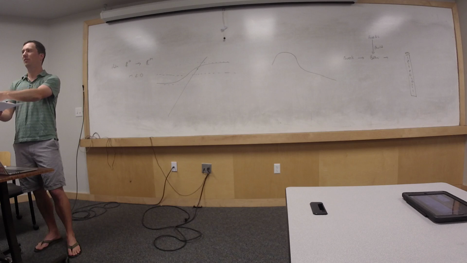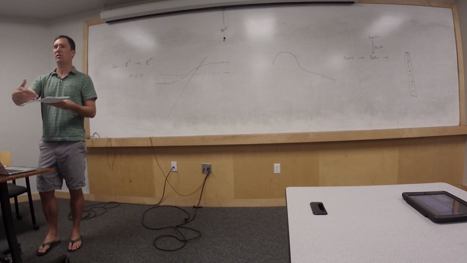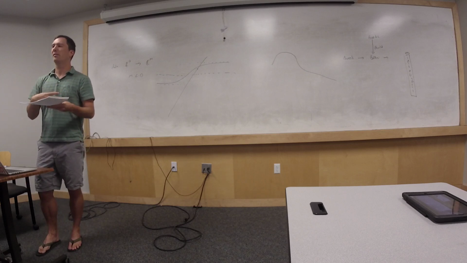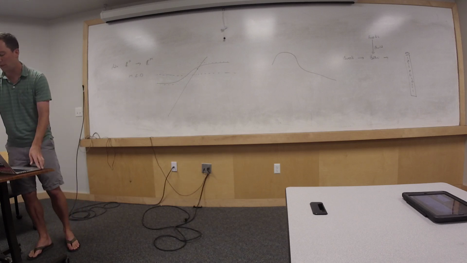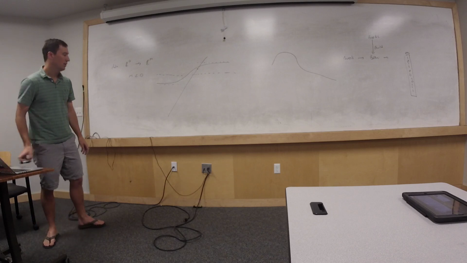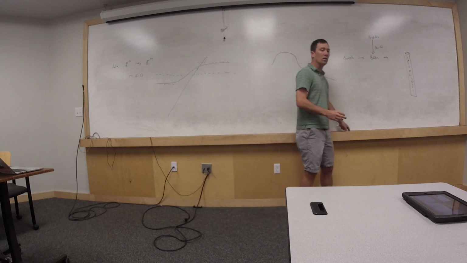I still get some information about it. I know how the points are distributed along that one line, but I've lost information about how they're distributed the other way. So that's the idea. So the particular technique we're going to look at is called principal component analysis, or PCA.